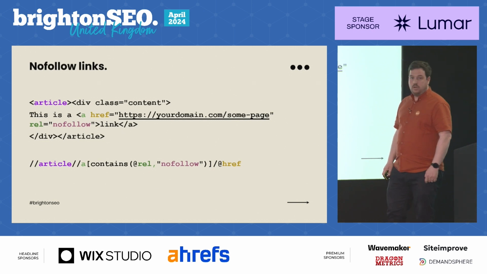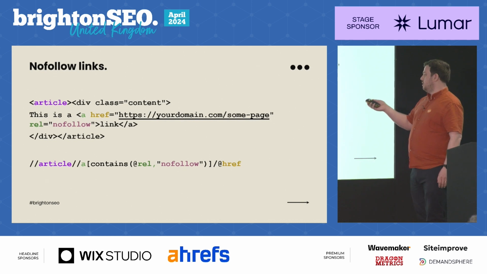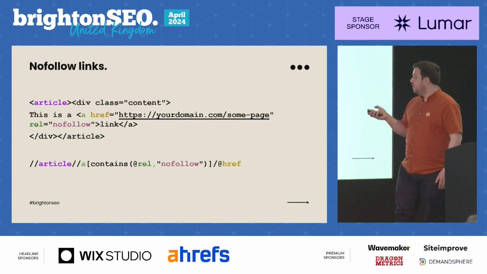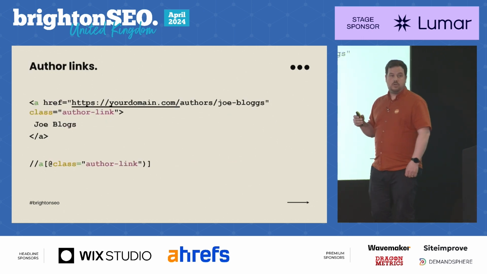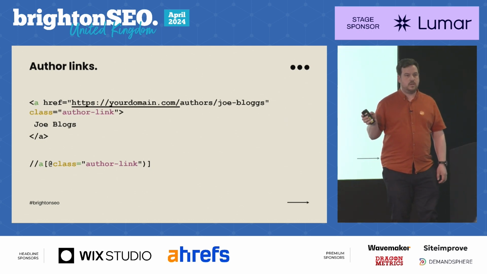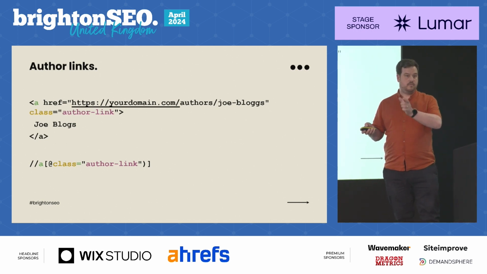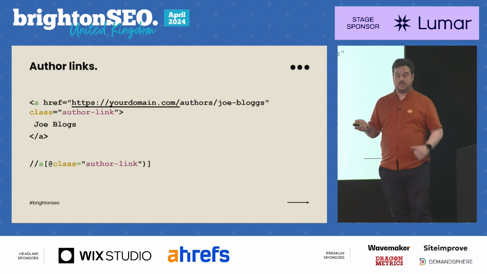Or you can look for no-follow links. Again, you use contains and rel equals no-follow. Or author links. Most articles will have the name of the author on a page somewhere. You put a list of articles in, find the HTML for that author, and then you can get a list of authors for every single article.